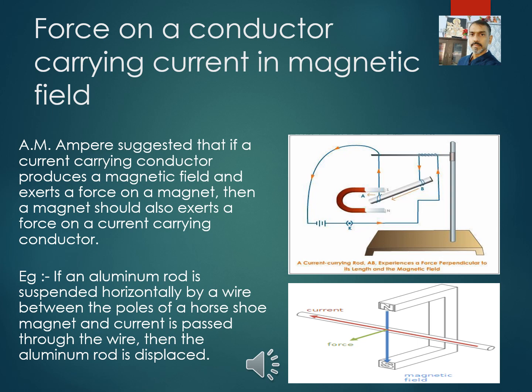Take a small aluminium rod of about 5 centimeters. Using 2 connecting wires, suspend it horizontally from a stand, as shown in the figure. Place a strong horseshoe magnet in such a way that the rod lies between the 2 poles with the magnetic field directed upwards. Connect the aluminium rod in series with a battery, a key and a rheostat. Now pass a current through the aluminium rod. It is observed that the rod is displaced. Why does the rod get displaced? Obviously, due to a force acting on it.